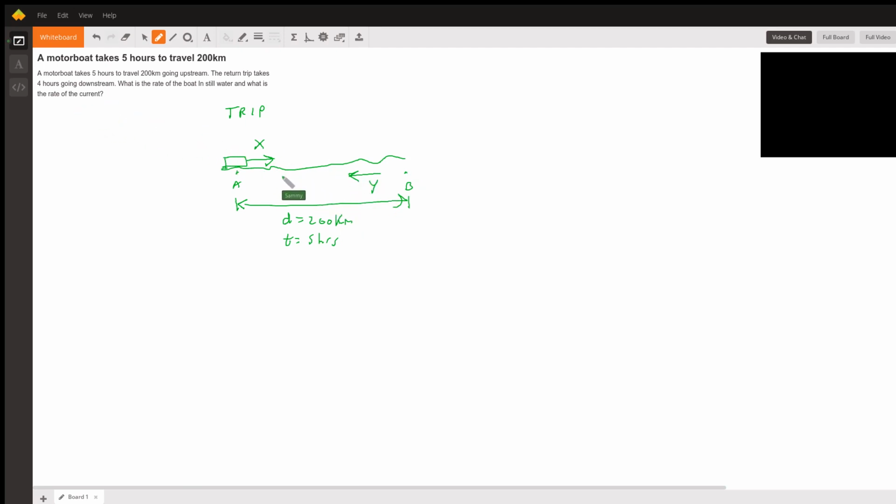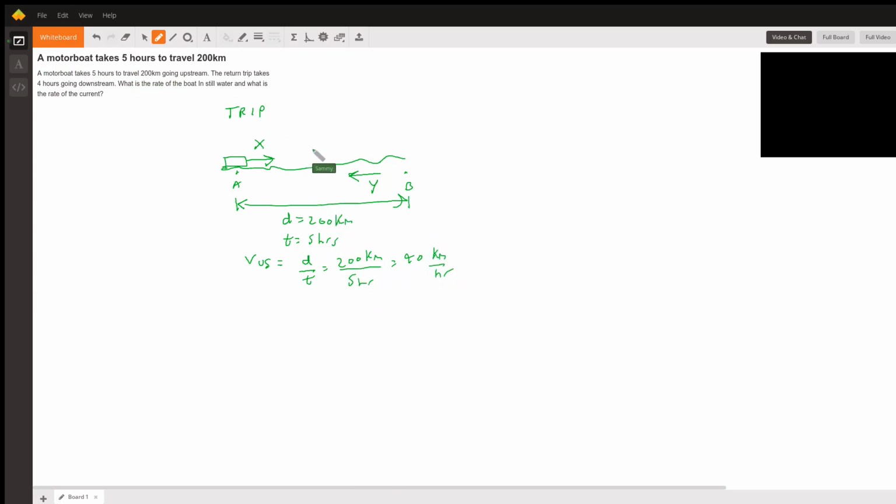So what we can do is find the velocity going upstream. The velocity upstream, we know velocity is equal to distance divided by time. So it'd be 200 kilometers divided by 5 hours, which is 40 kilometers per hour.